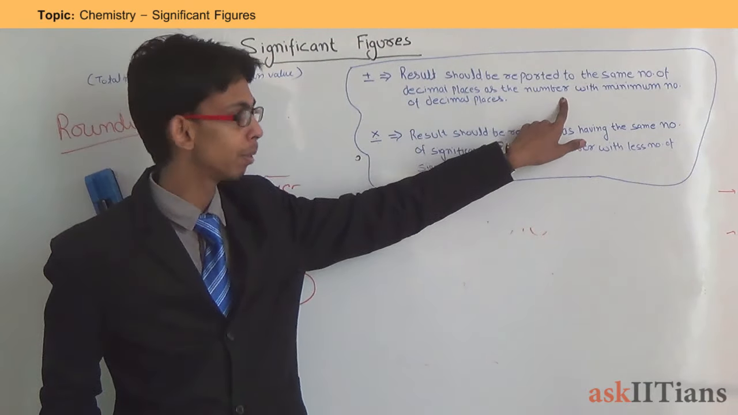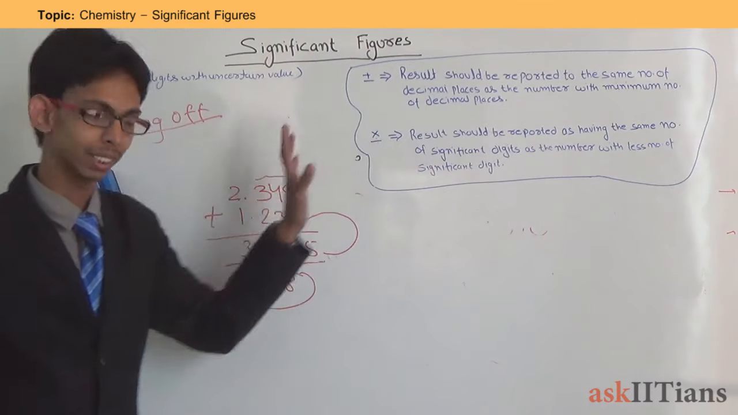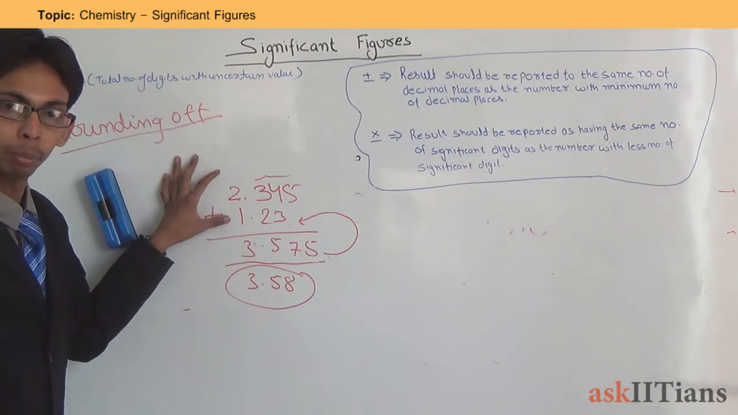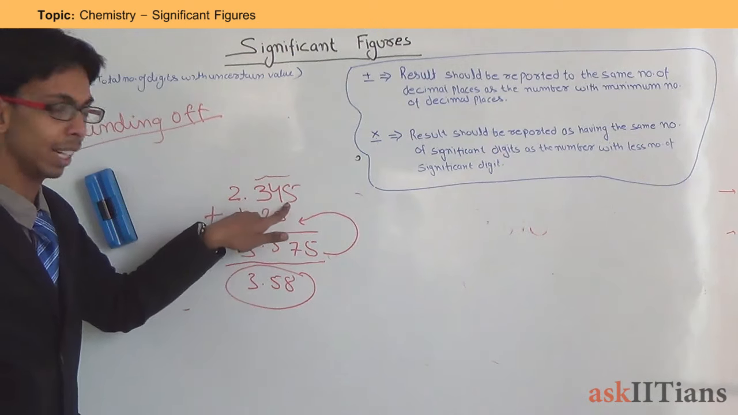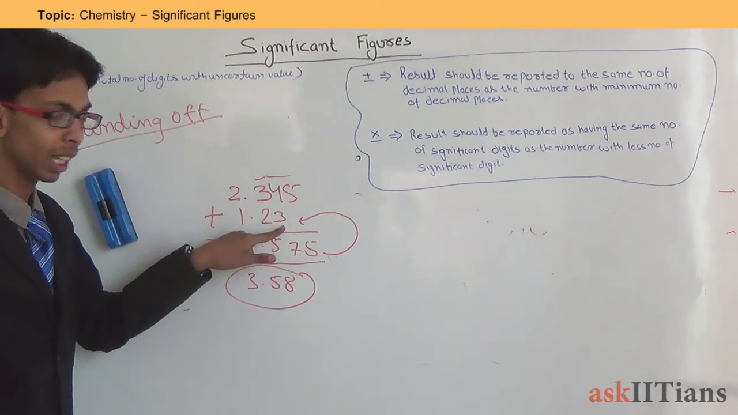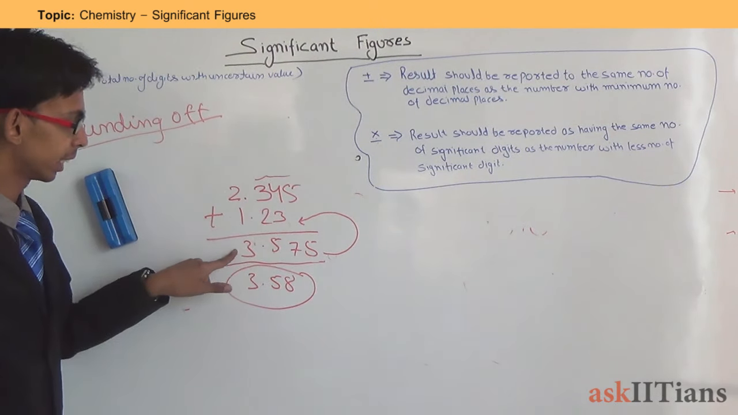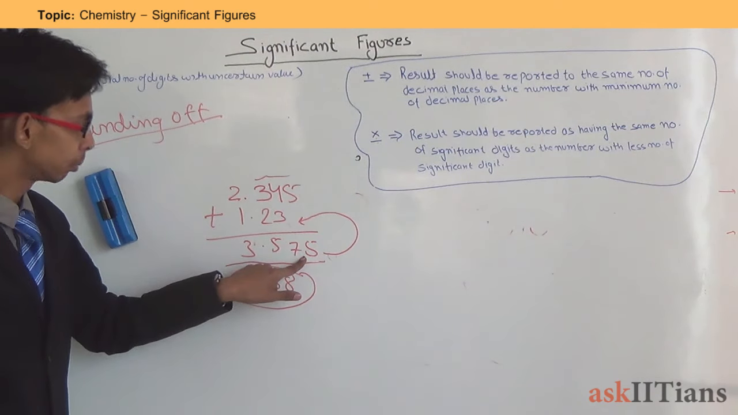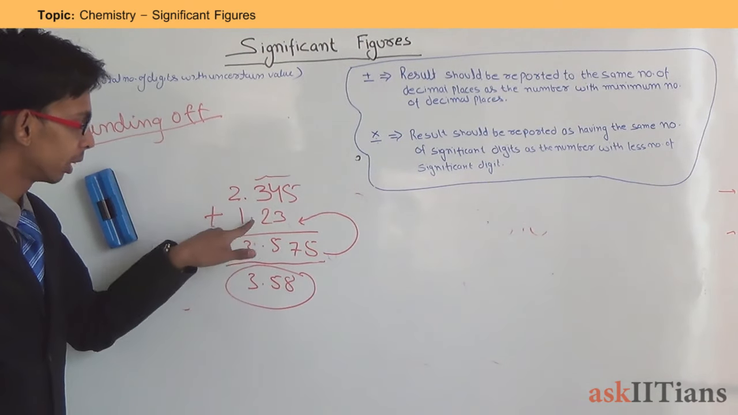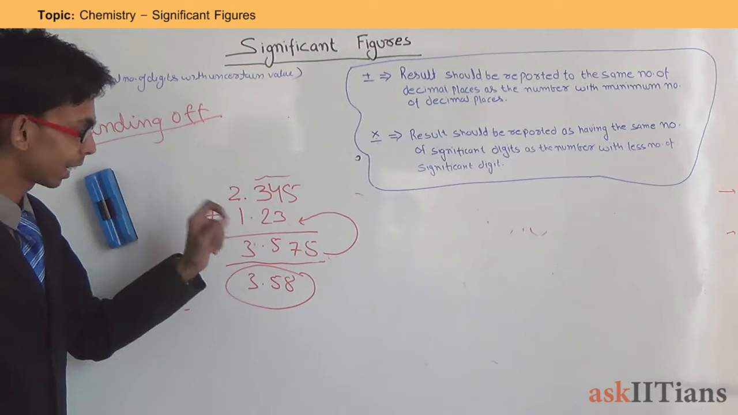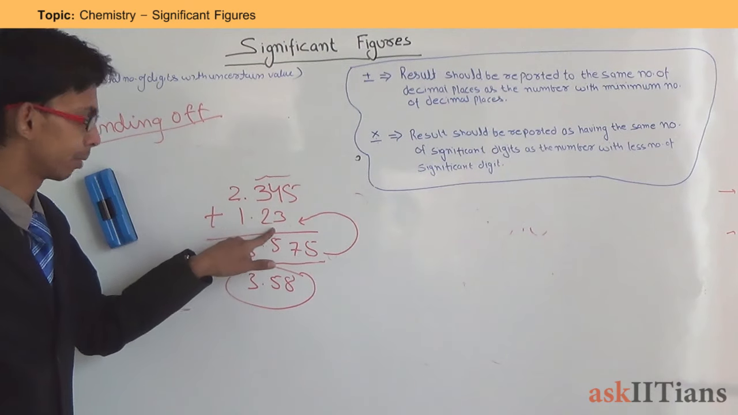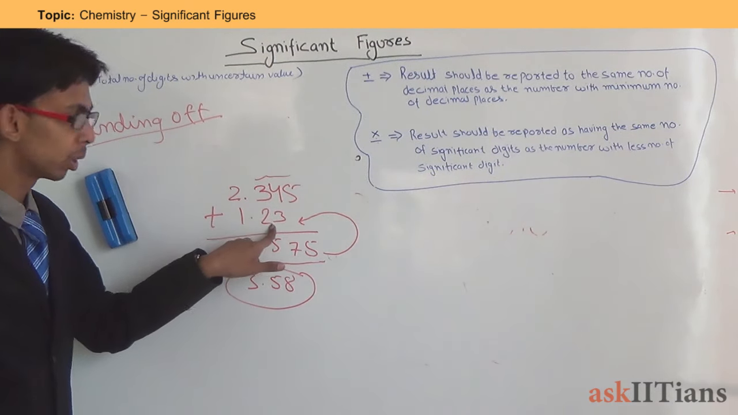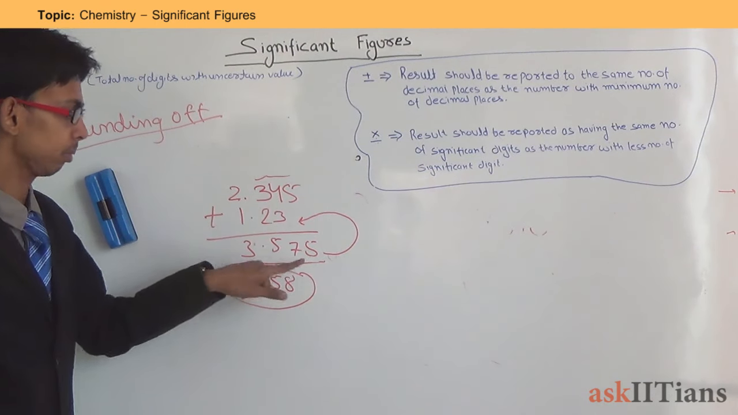Again, in addition or subtraction, the result should be reported to the same number of decimal places as the number with the minimum number of decimal places. Like this, we added 2 numbers, one with 3 decimal places, another with 2 decimal places. We got a result with 3 decimal places obviously, but we need to report it up to that number of decimal places which is present in the minimum one, that is up to 2 decimal places.